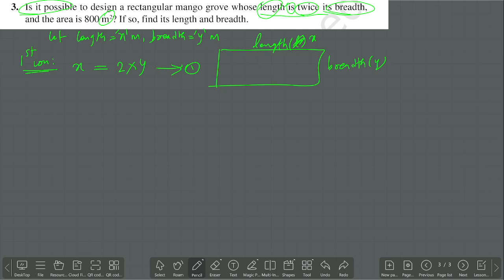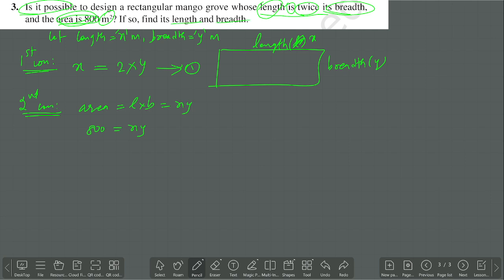Next, the area. Area is 800. What is the area formula for length? Length into breadth. Very good. So area equal to length into breadth, that is X into Y. Area, it's given that what? Yeah, 800 equal to X into Y. We know X there. And we have to find length and breadth.